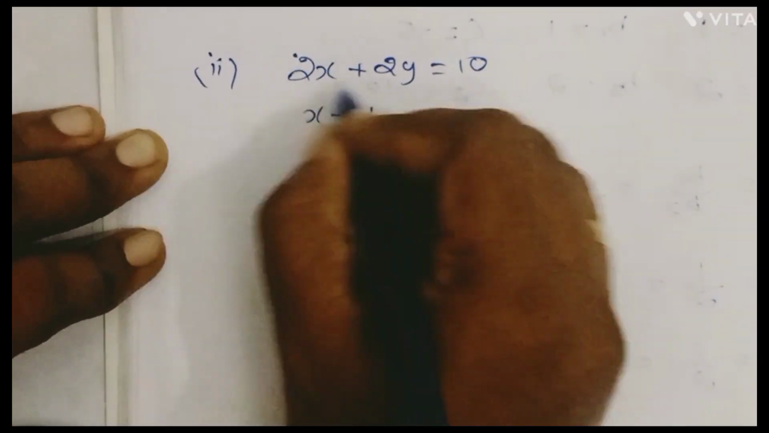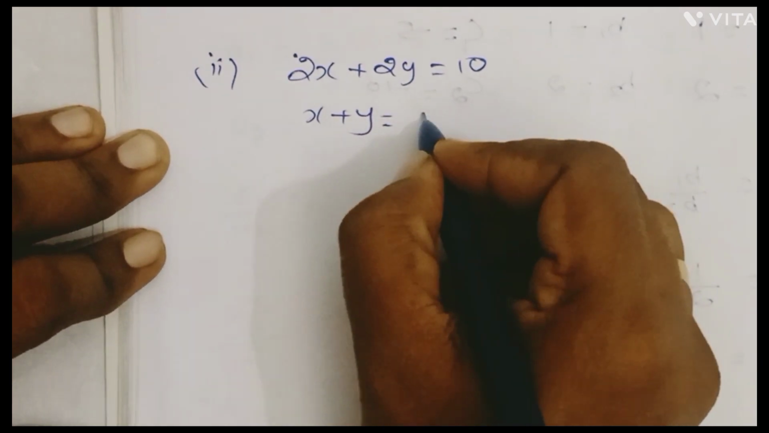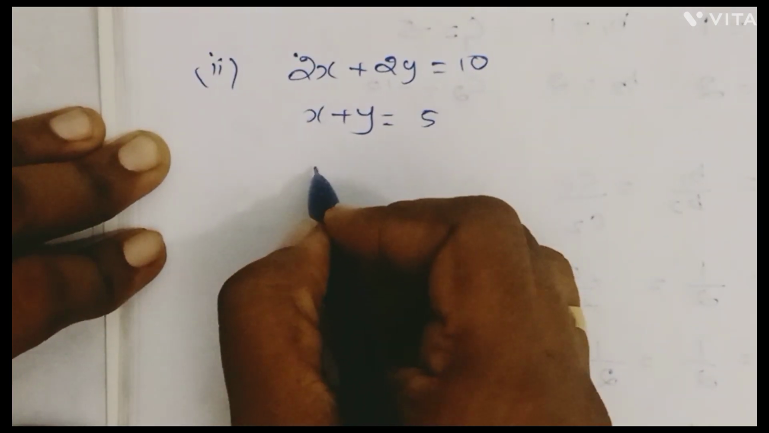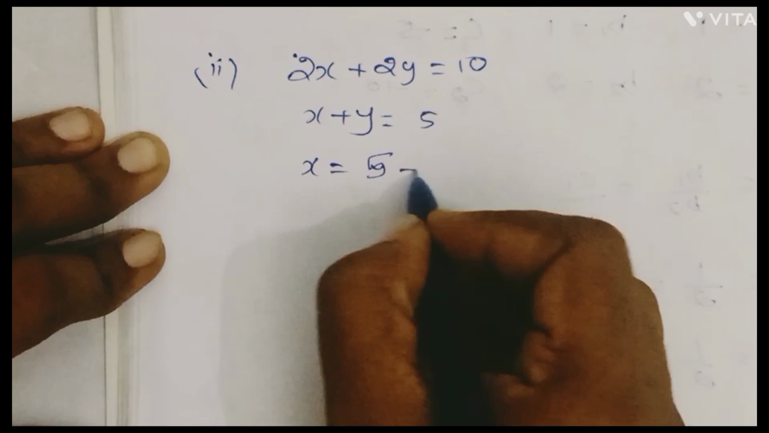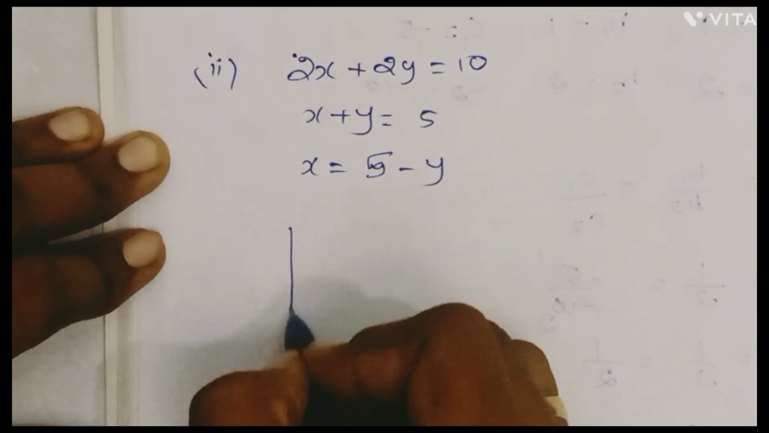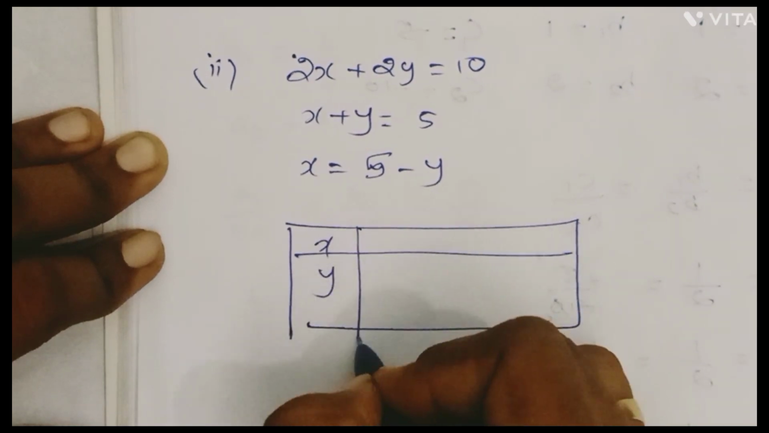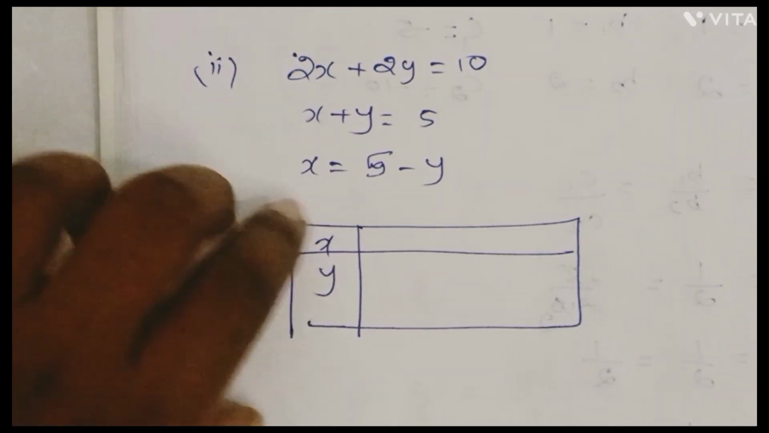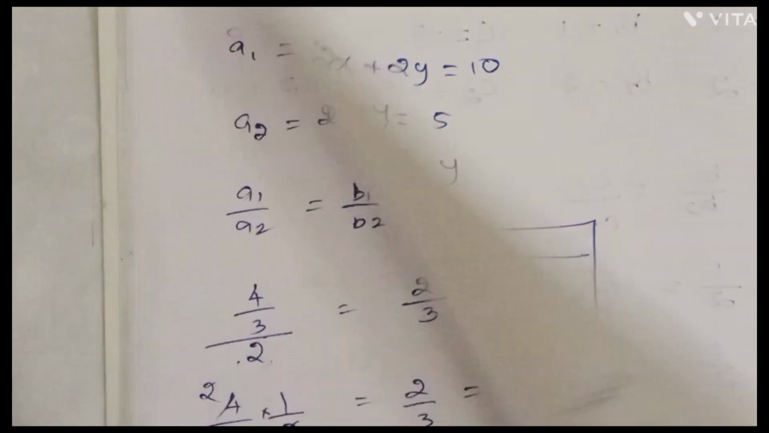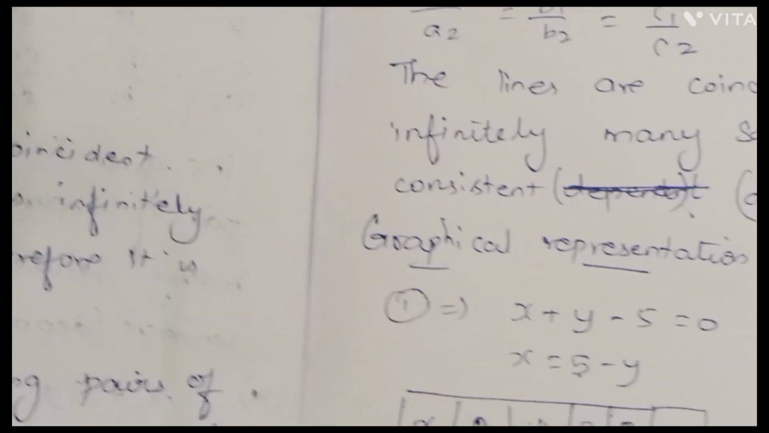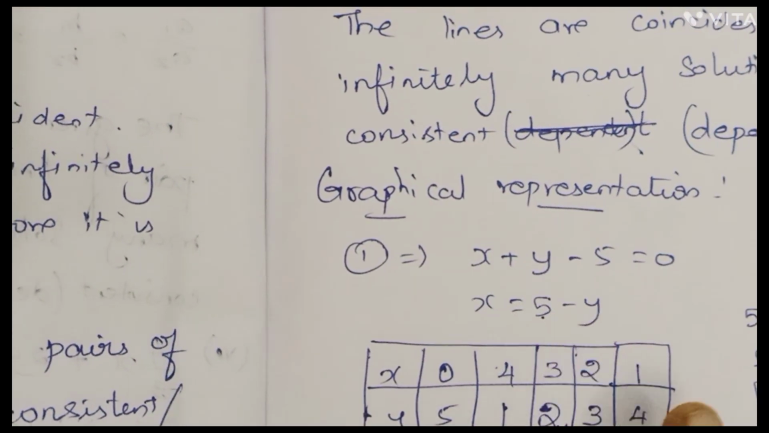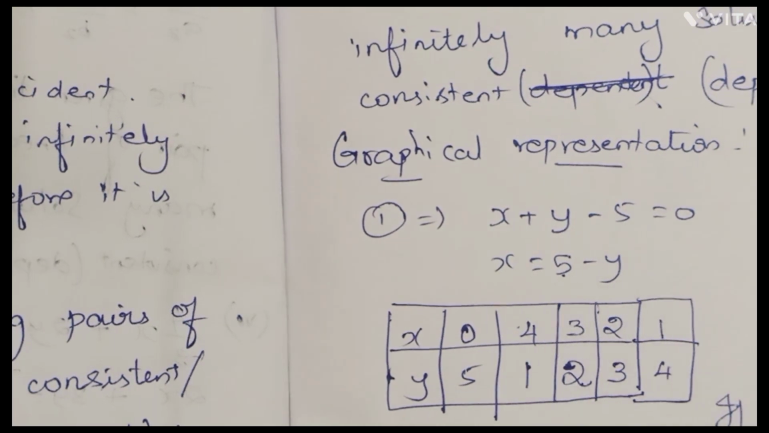Now the second line, 2x plus 2y is equal to 10. When I divide by 2, we get x plus y is equal to 5. So x is equal to 5 minus y. I think we are getting the same line, no? Here also we get x is equal to 5 minus y. So obviously the solutions are the same.